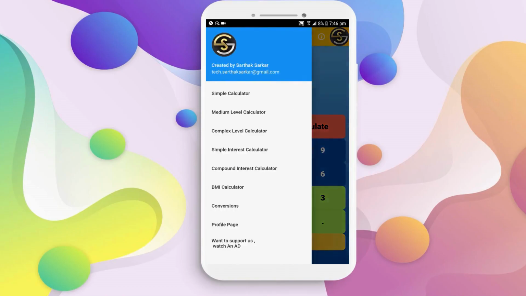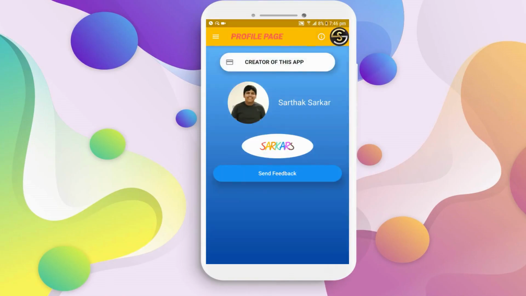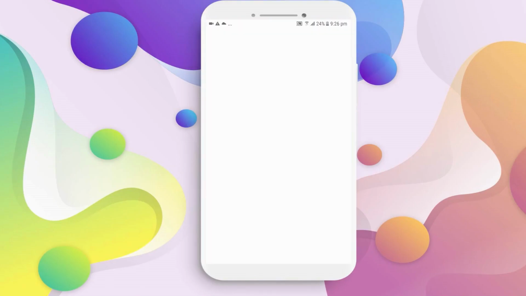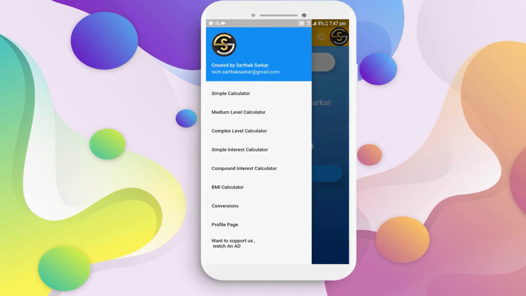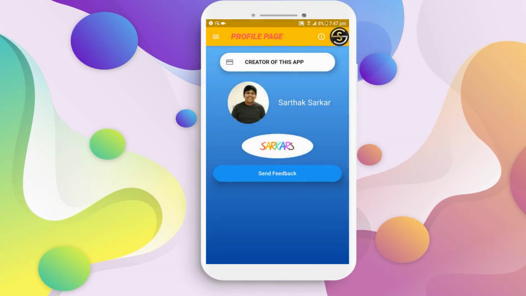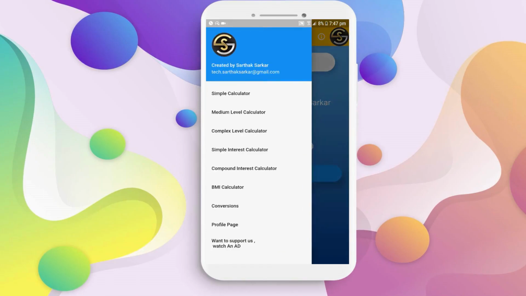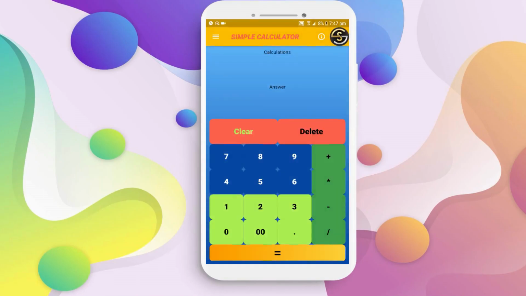Now at the end is our profile page, where you will find the creator of this app, which is me, along with the send feedback button. Pressing the send feedback button will open your default mail application, which in this case for me is Gmail. Now, as you can see, the whole application is free of advertisements, and there are no interruptions, no pop-ups, no disturbances.